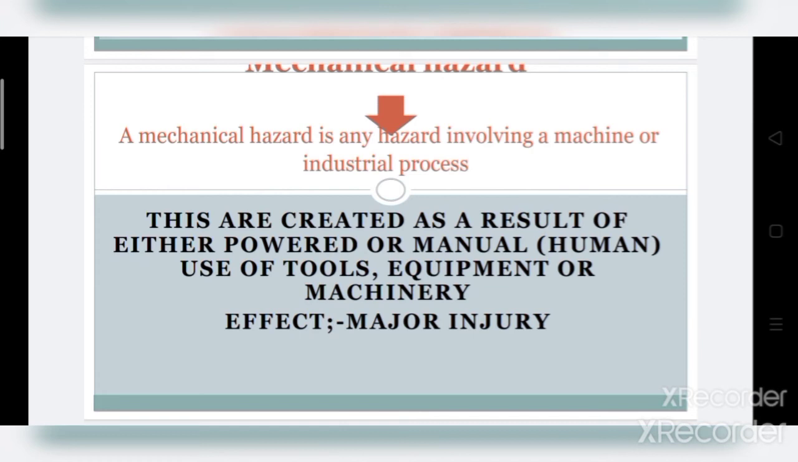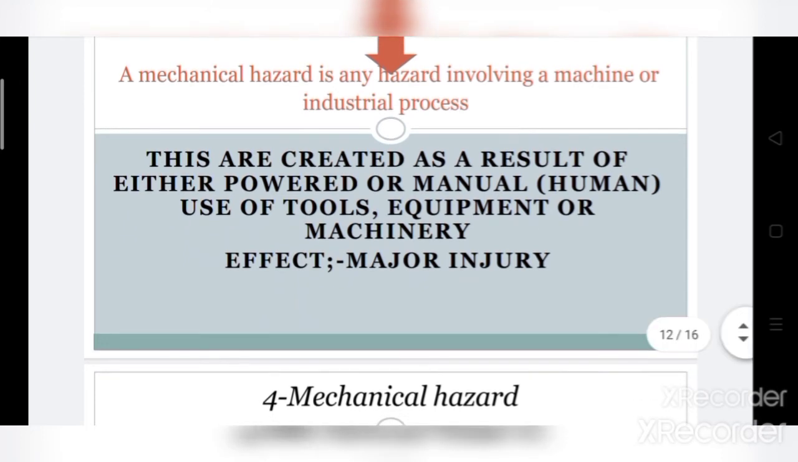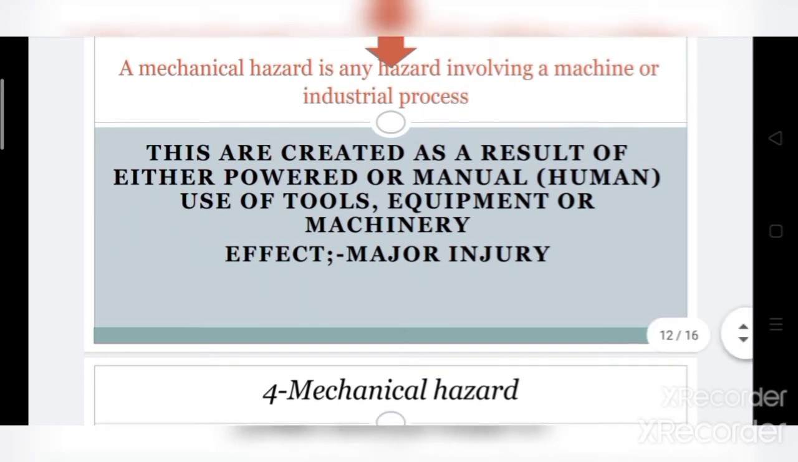So what is a mechanical hazard? A mechanical hazard is a hazard involving a machine or industrial process. In an industrial process, if a machine is involved, then when workers are working on this machine they are exposed to hazard or risk, and we need to protect them from this hazard. It can result in major human injury up to fatality or death. Also, when other workers are doing manual work using tools, equipment or machinery, they can also be affected. So we need to protect them from mechanical hazards from the machinery.